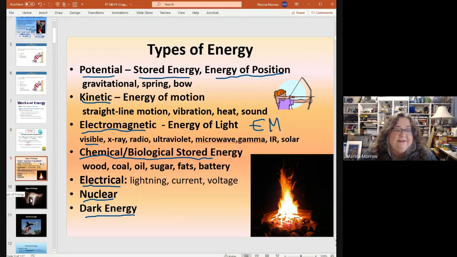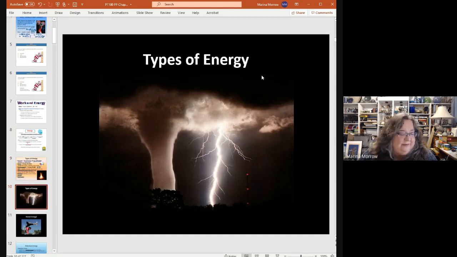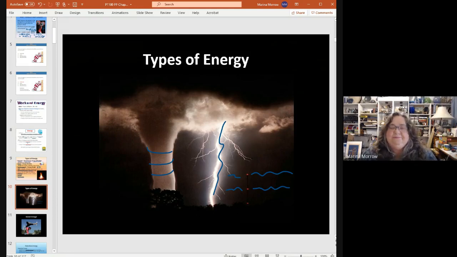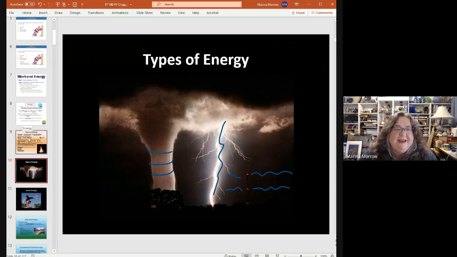Okay, so lots of different types of energy. And so this picture is fun because you can see that we have kinetic energy from the motion of the atoms in the tornado. We've got some electrical energy here. And there's a radio tower here, so we've got radio waves or microwaves coming out. So that's electromagnetic energy. So heat energy, kinetic energy as heat energy, and electrical and electromagnetic.